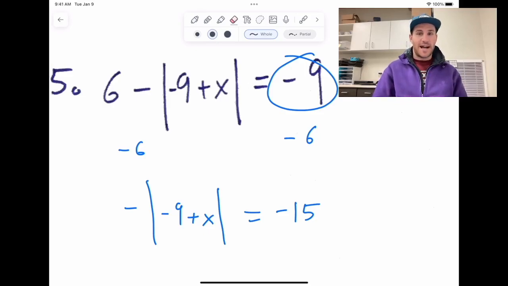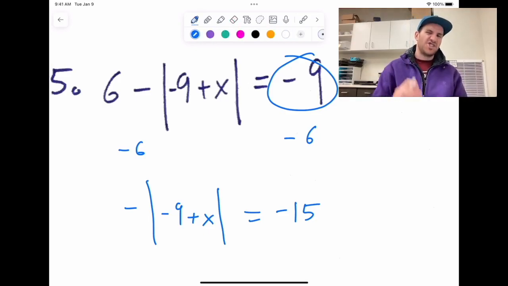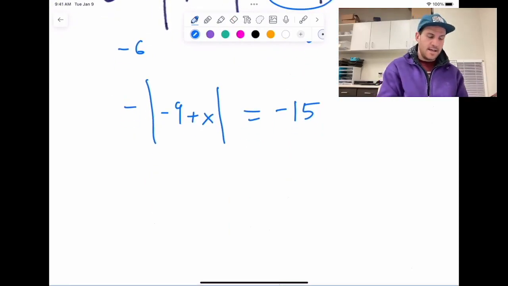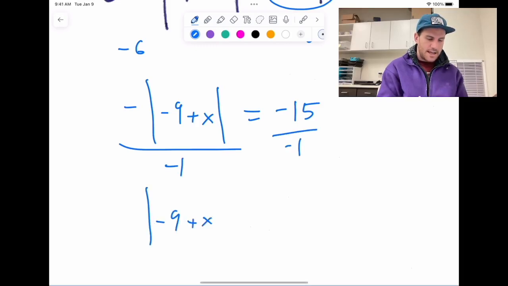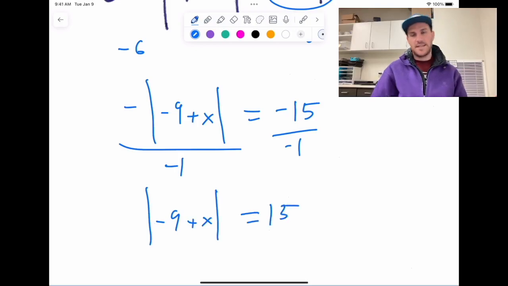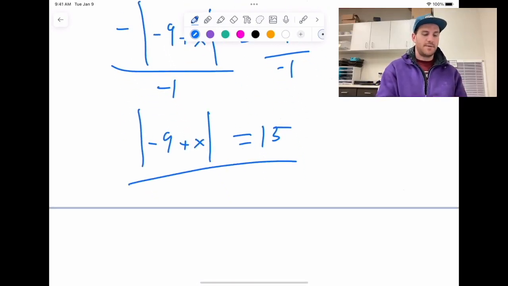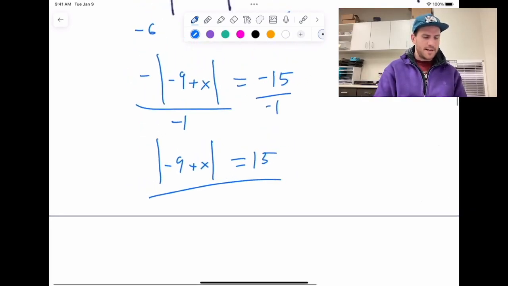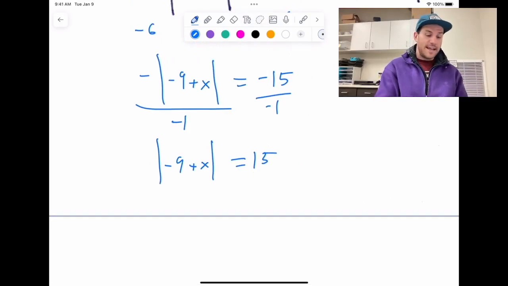If the absolute value bars are isolated and they're equal to a negative number, then yeah, we know there's no solution. But these aren't isolated yet. So we can't say there's no solution just yet. We've got to isolate them. Okay, this last step here, to get rid of that negative 1, we've got to divide by negative 1 on both sides. We get the absolute value of negative 9 plus x is equal to positive 15. Okay, so you see how after we isolated the absolute value, it ended up being something we can make sense of. All right, cool. So then you would go on to splitting it, right, and continue solving it.